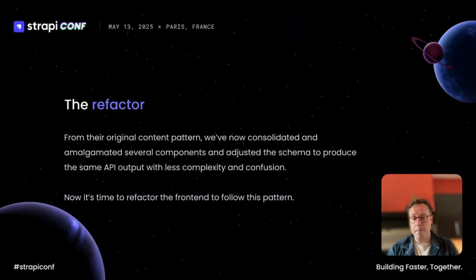So the original content pattern that we had, we've now consolidated and amalgamated down to several components, both atomic components and block level components that we've made use of in a dynamic zone. And we've adjusted the schema overall to produce the same API output with much less complexity and hopefully much less confusion for content editors and for new engineers joining the project. So now I would say to the customer, it's time to refactor your front end following this new pattern.